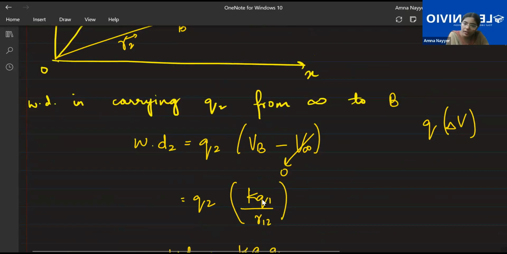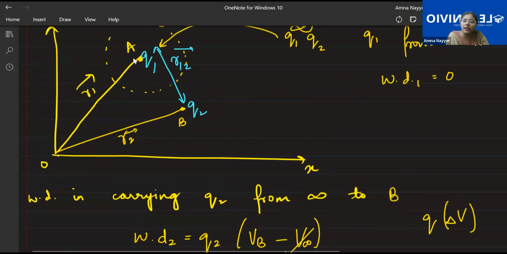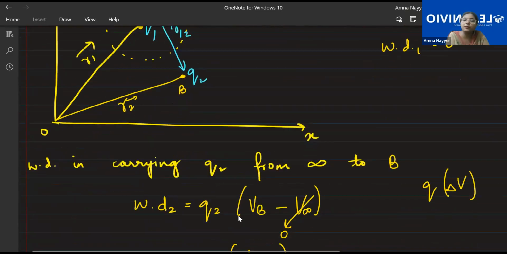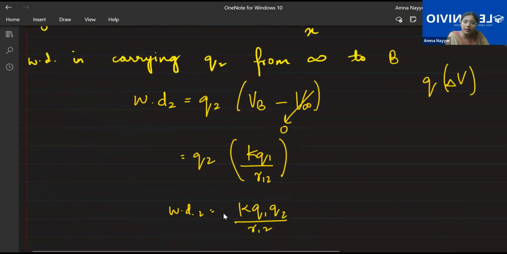This is clear. Why Q1 here? Q1 here because the potential is due to Q1. Q2 has just come, and the potential is because of Q1. So that's why we are taking the potential at point B due to this. Any query?